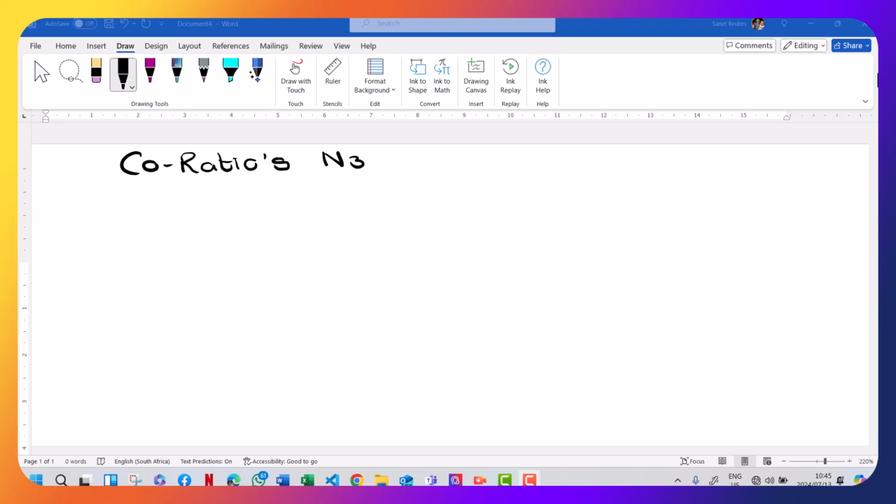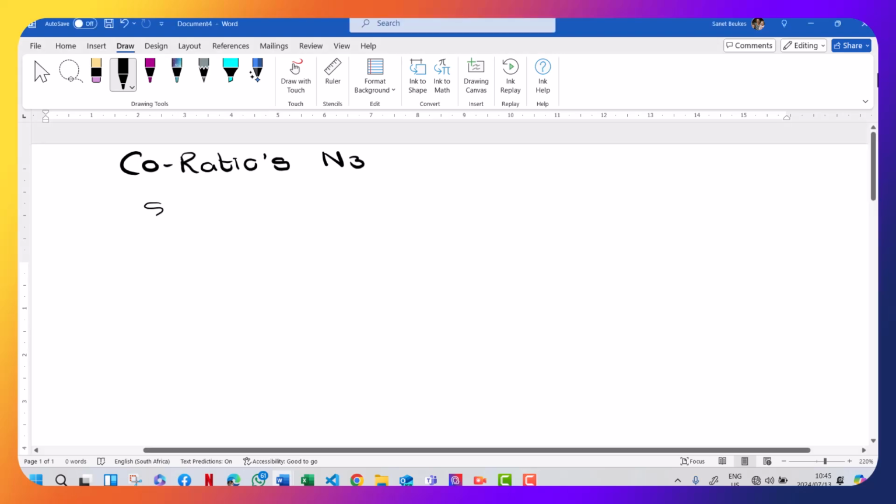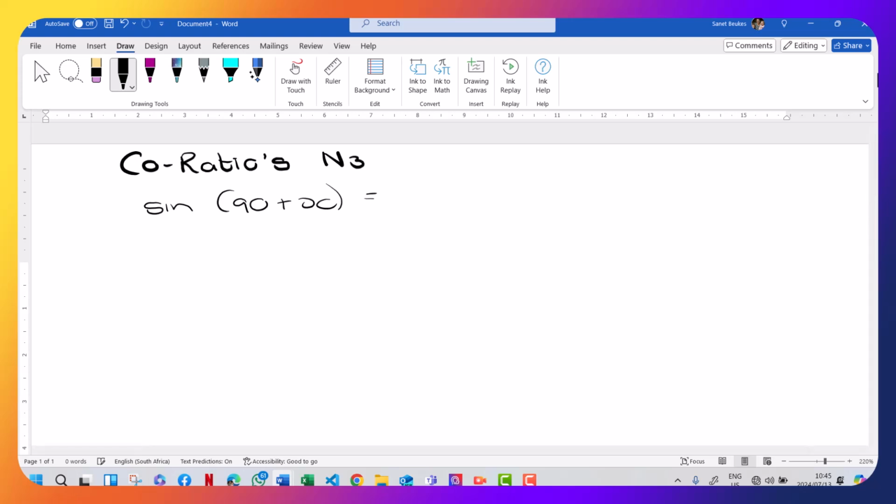If we look at co-ratios, if I give you sin 90 plus x, first thing you look at is which quadrant. 90 plus x means quadrant number 2. It's positive in quadrant number 2. But because it's a 90, it's a co-ratio, it changes to cos x.